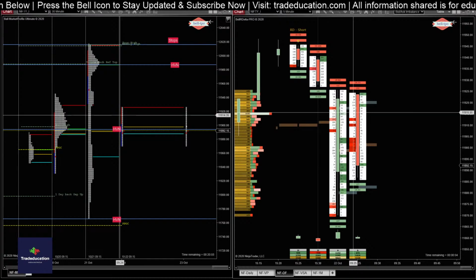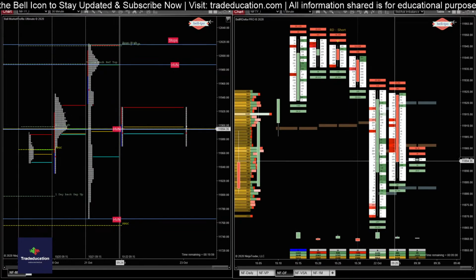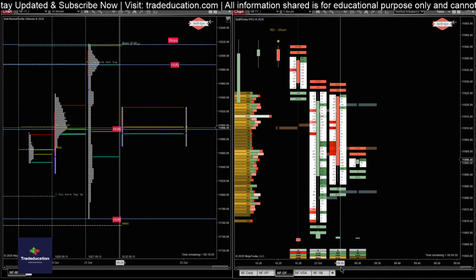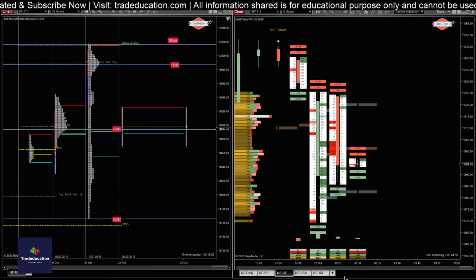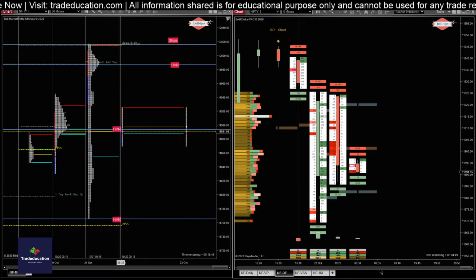So who is buying here? You have to always ask who's buying here. This is a low volume area node. 4,330 contracts traded. Auction closed below VWAP. So let's see whether we see continuation to the downside or not.